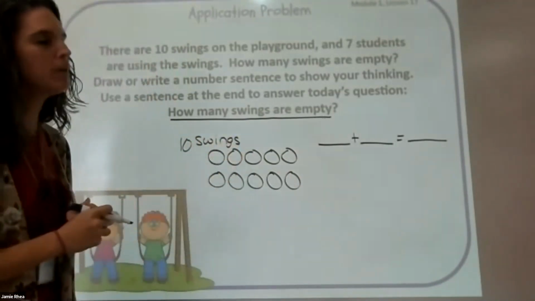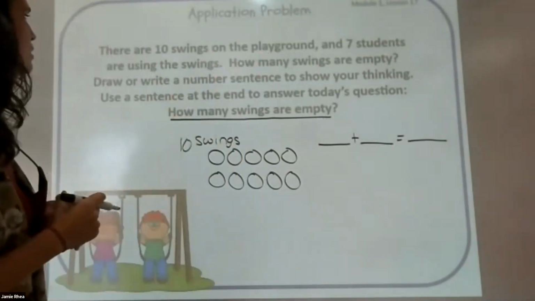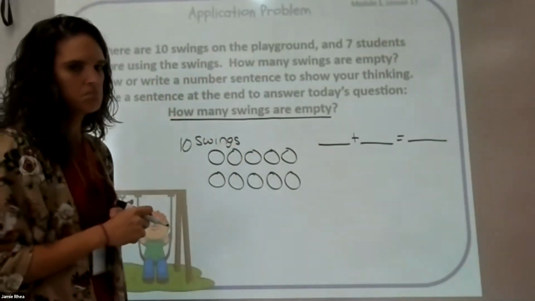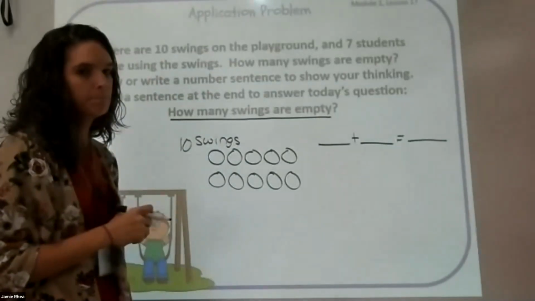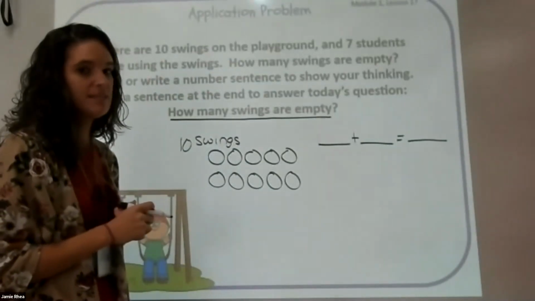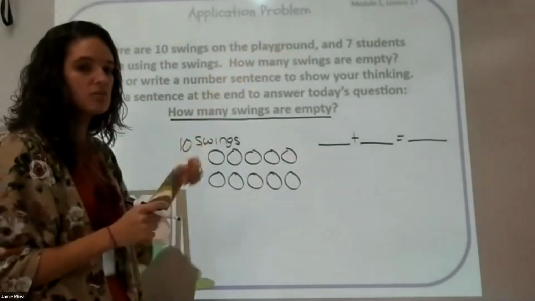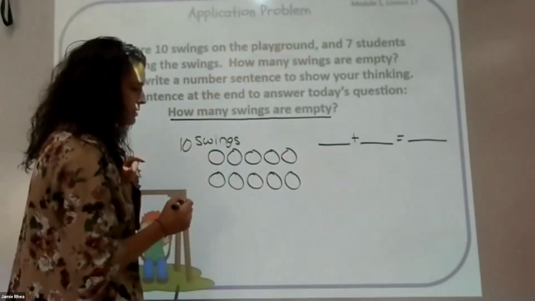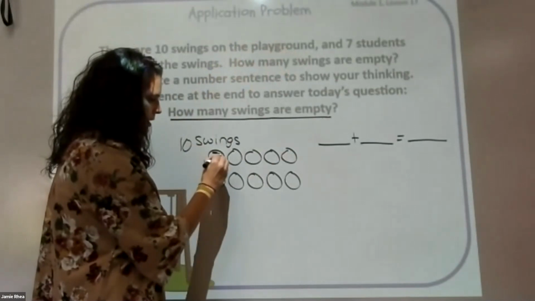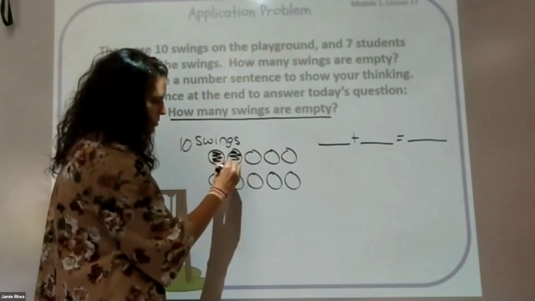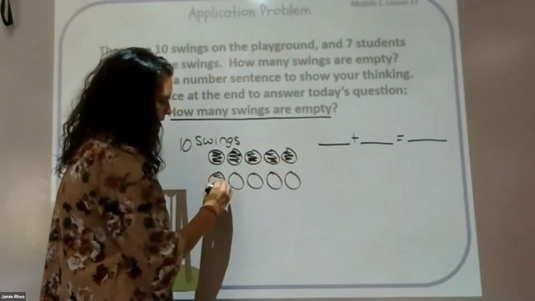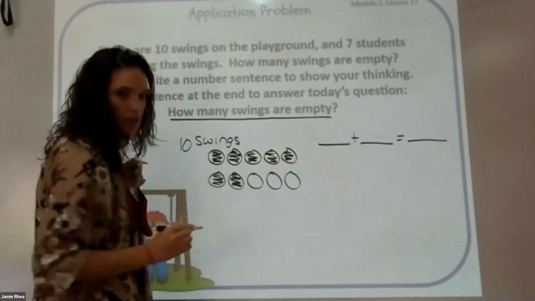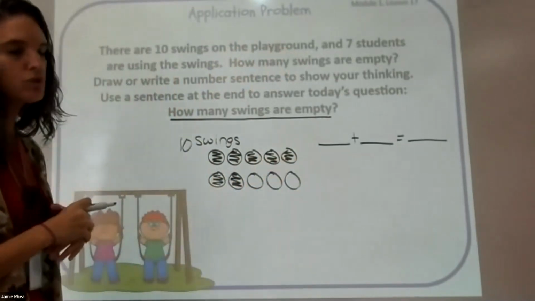Okay, let's keep reading. 7 students are using the swings. Does that tell me anything? Yes, it does. It tells me that there are 7 students swinging. So here's my 10 swings. I'm going to color in 7 of them. 1, 2, 3, 4, 5, 6, 7. There's my 7 that are being used.